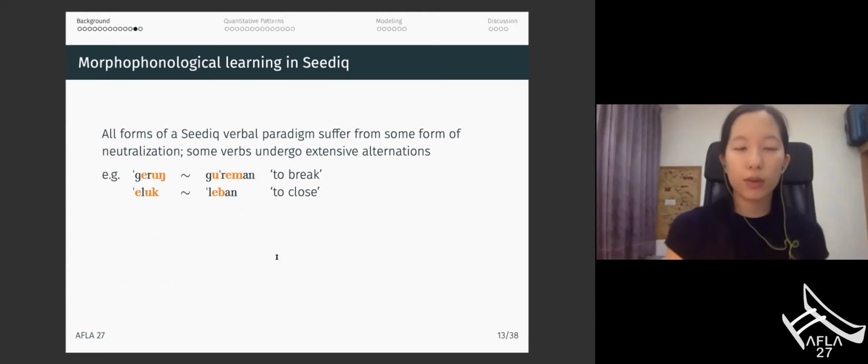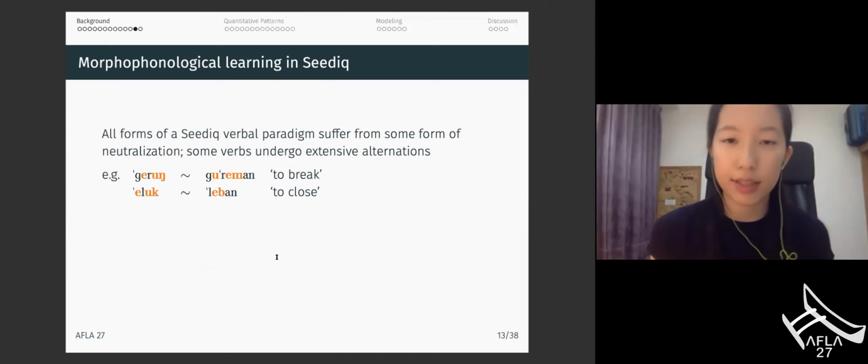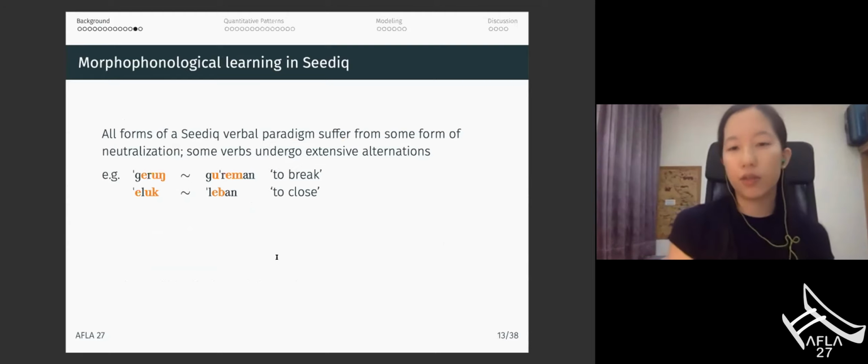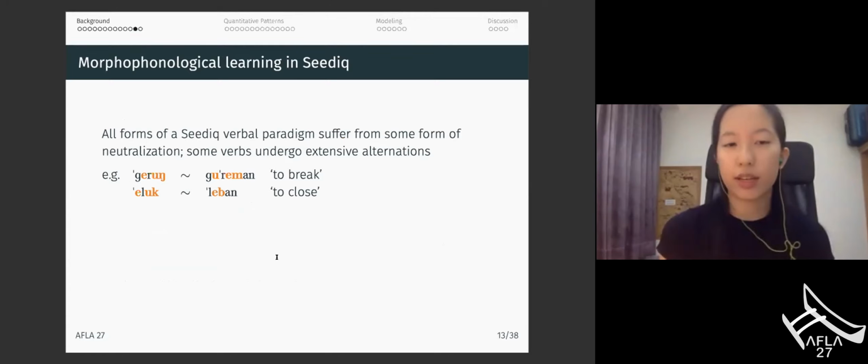So overall, what we find is that all forms of a Seediq paradigm, both the stem and suffix, suffer from some kind of neutralization, and some verbs can undergo very extensive alternations. So for example, in the word to break, we see gerung alternating with gureman, with all the orange segments alternating.